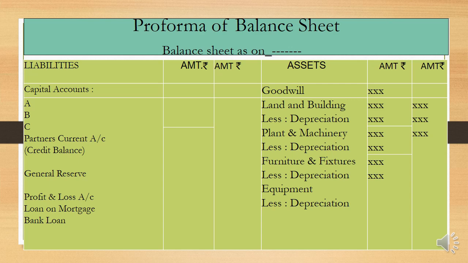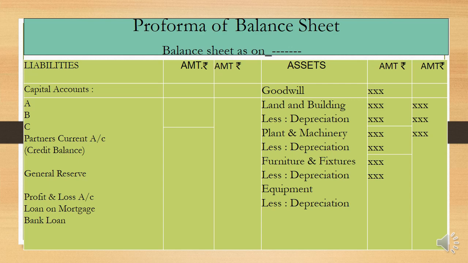Loan on mortgage. Loan on mortgage means something we have kept as a mortgage, that we have given something, we have kept something in the form of mortgage, like we have some ornaments or some assets that we have kept girvi, that is known as a mortgage. Girvi to get the loan. So loan on mortgage is a liability. Bank loan, loan taken from the bank.